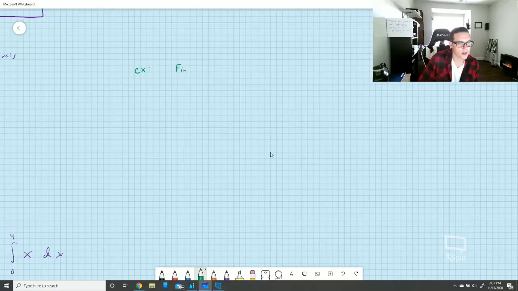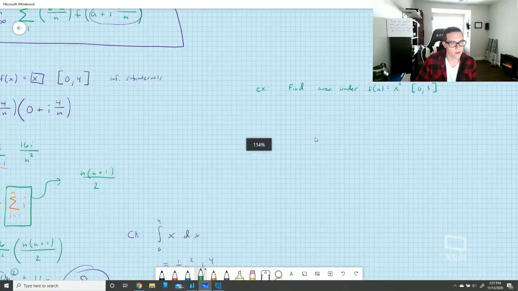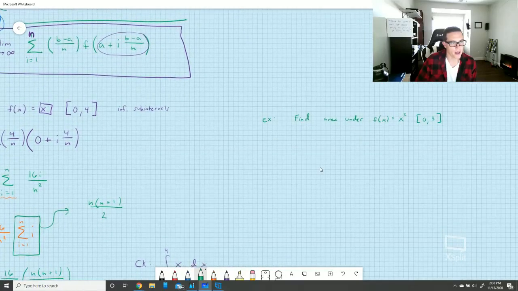So let's see. Find the area under f of x equals x squared. And this time we'll go over 0 to 3. Okay, so same idea. It all really just comes back to using that really bizarre summation formula that we kind of had to build up.